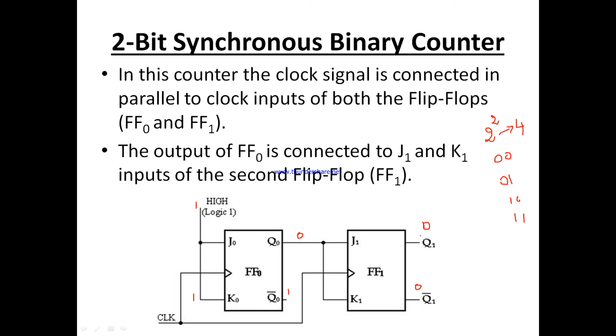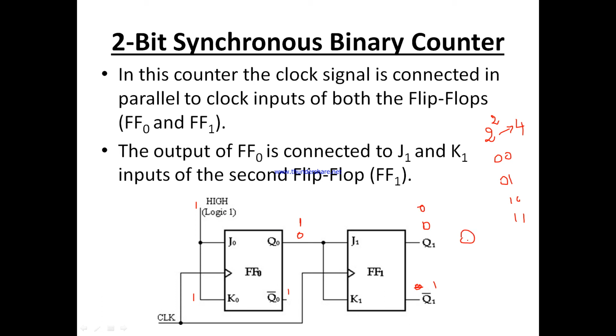Now we are giving an input of 1. While giving 1 1 to JK, the output will be complemented, so Q0 becomes 1. Similarly, the input to the second flip-flop will be 0 and 0, and 0 0 means no change. So the next output is 0 1.